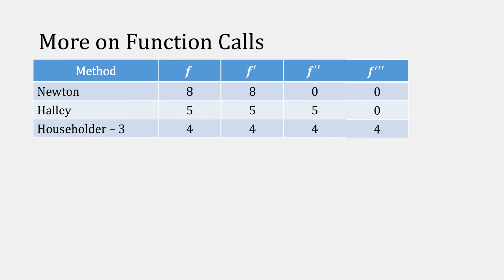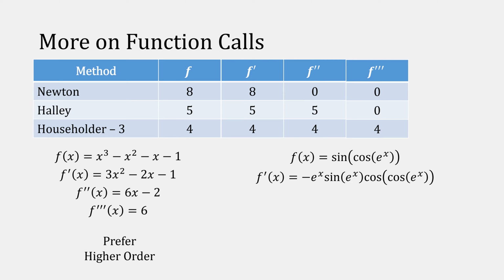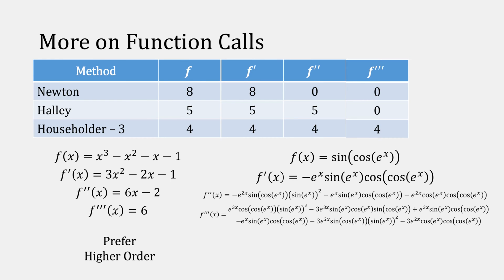If our function was something like x cubed minus x squared minus x minus 1, then those higher order function calls get smaller and smaller. So you might prefer using something like a higher order method like Householder 3. If our function was something like sine of cosine of e to the x, then needing those higher derivatives starts to look much more complicated. And in this case, you might prefer something low order, even linear.